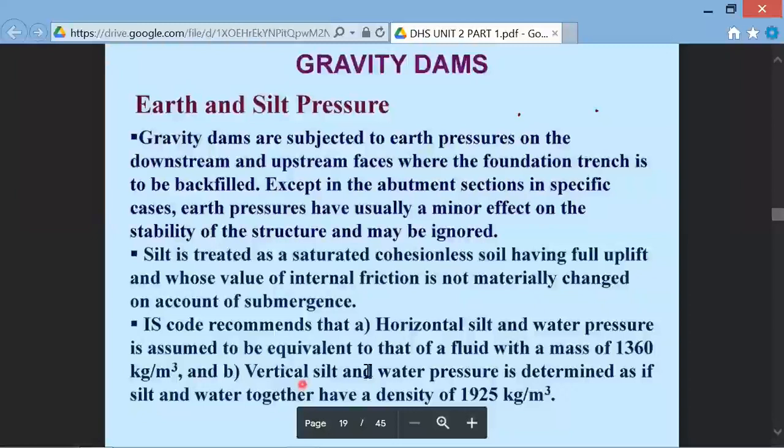Then vertical silt and water pressure is determined as if silt and water together have a density of 1925 kg per meter cube. Now, if you combine the vertical silt as well as the water pressure, because above silt the water is present and below water the silt is present, then 1925 kg per meter cube will be there. So again, these two things can be asked in your multiple choice questions.